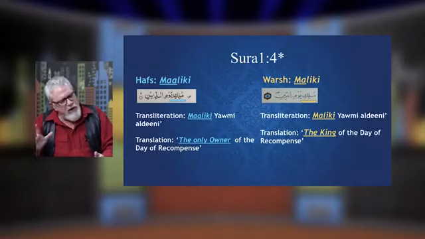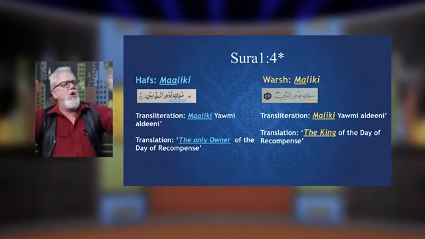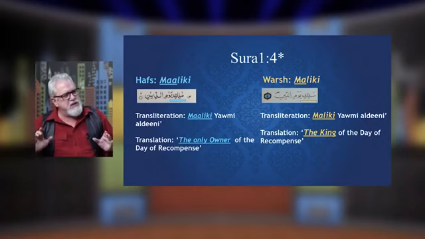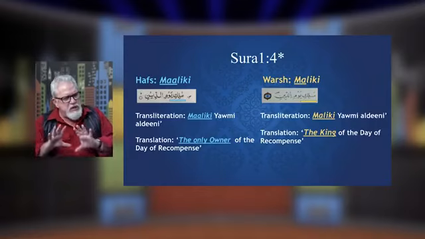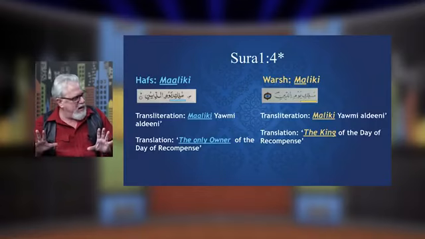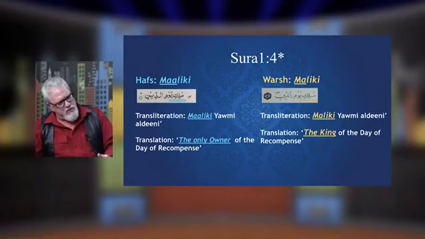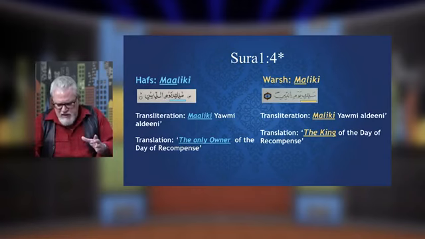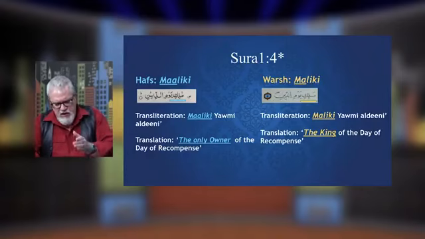Yes. Now what I want to do is, rather than go through all the ones, I just want to start with Hafs and Warsh, just to look at two of the most famous ones. Yeah, that's fine. The Hafs that we're using today and the Warsh that comes from North Africa. And I want to start with Surah 1, Ayah 4. So unpacking the slide, let's have our Arabic reader read the word in Hafs and then the word in Warsh that are different.